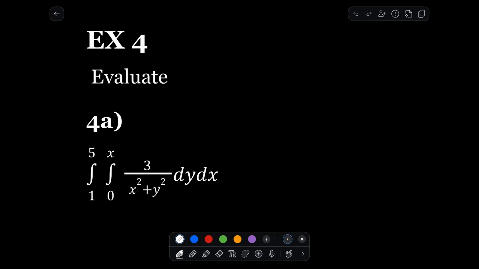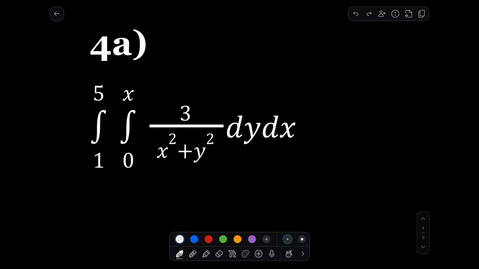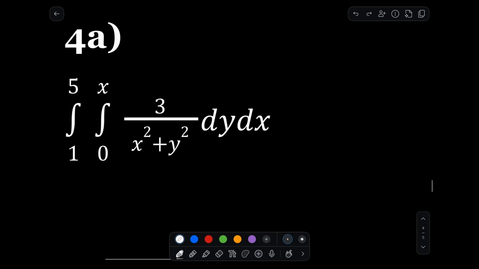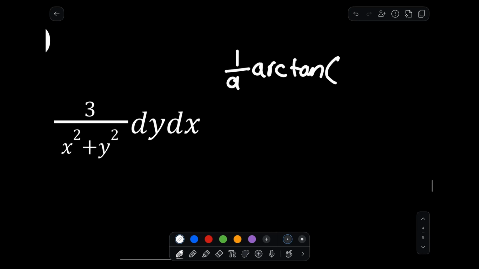And if you want to try this example on your own, feel free to pause the video and let's get right into it. Okay, our trick we have to remember for these x squared plus y squared things is that we're going to have 1 over a arctan of y over a, right?